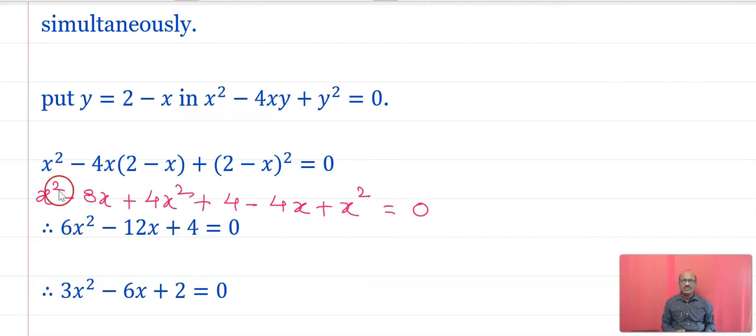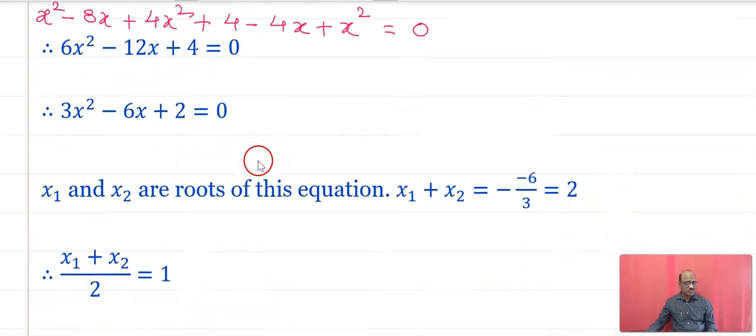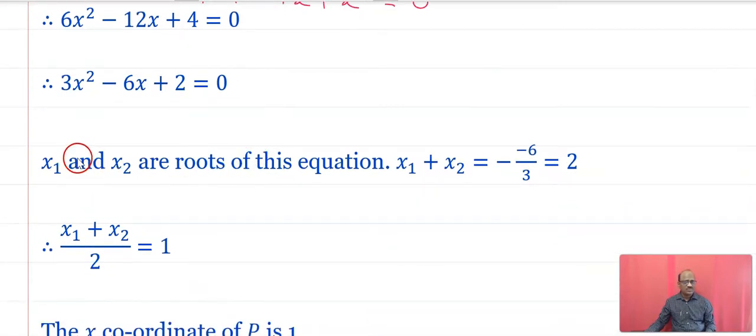Now collect the terms: x square plus 4x square plus x square, 6x square. What about the x terms, minus 8x minus 4x, minus 12x, plus 4, that's equal to 0. Again divide this equation by 2. Then you will get 3x square minus 6x plus 2 is equal to 0. x1 and x2 are the roots of this equation.